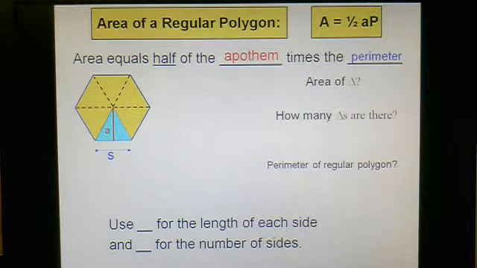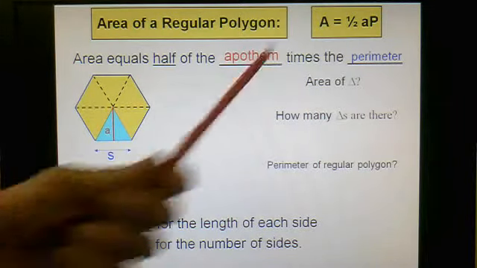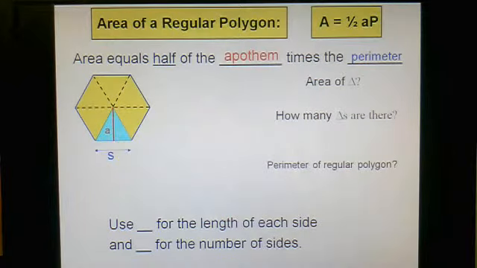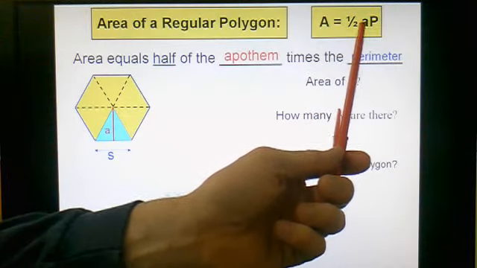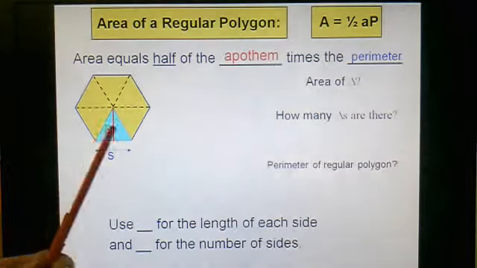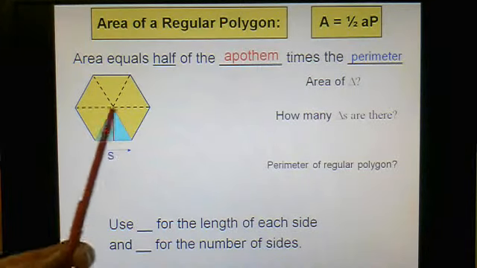Alright guys, I'm back in here. We were talking about where this formula comes from. We're going to prove where it comes from here. This formula really comes from, if you look at it, it kind of looks like 1/2 base times height. Base times height would be a triangle, area of a triangle.